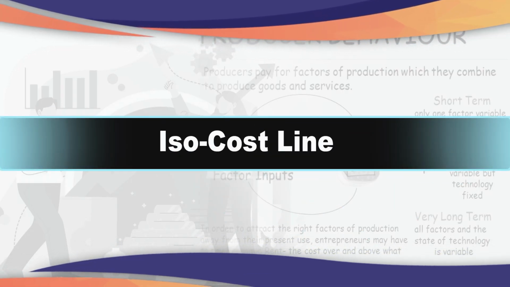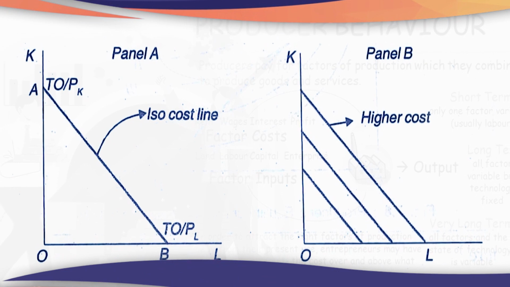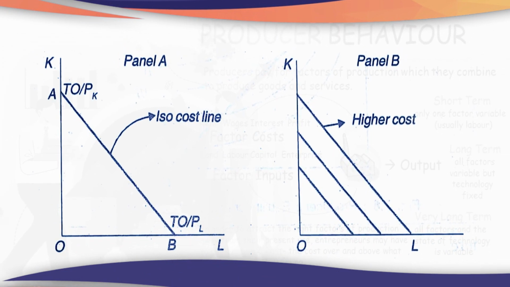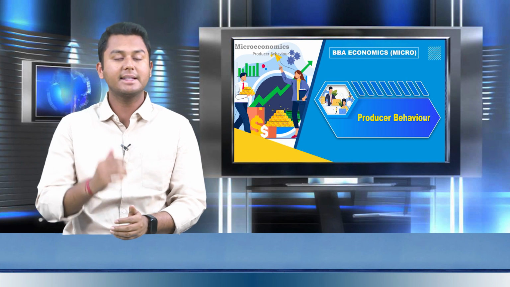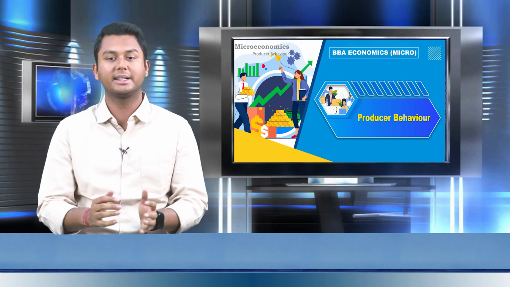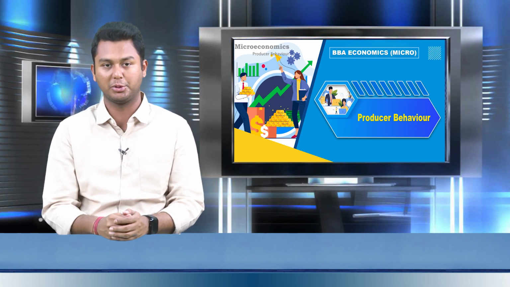Now let us move to another concept called the isocost line or isocost curve. The isocost line represents different combinations of two inputs such as labor and capital that a firm can purchase for a given total cost. It is an essential tool in production theory that helps firms determine the most cost effective way to produce a given level of output.